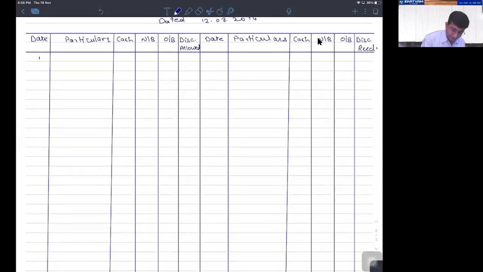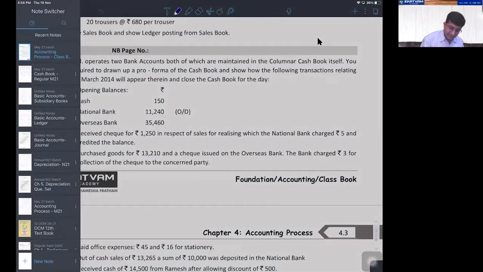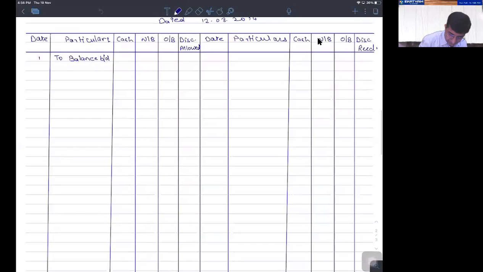So I'll have number one, to balance brought down. For cash, it is 150. For overseas bank, it is 35,460. Why am I not writing anything in the discount column or in the national bank column? Because national bank is having overdraft and discount column balance cannot be carried forward from one year to another.